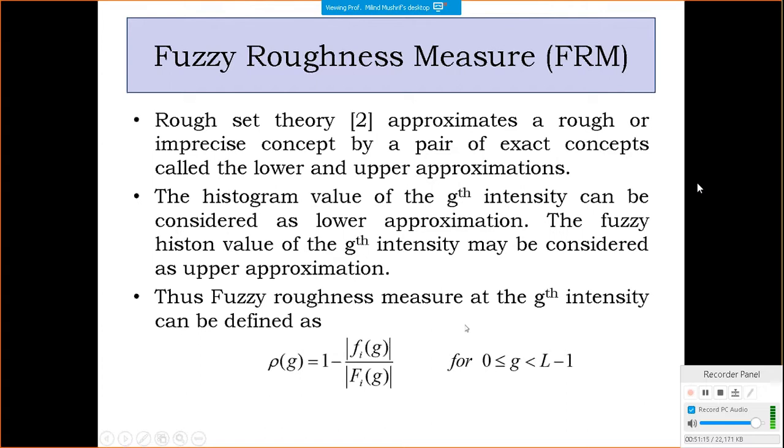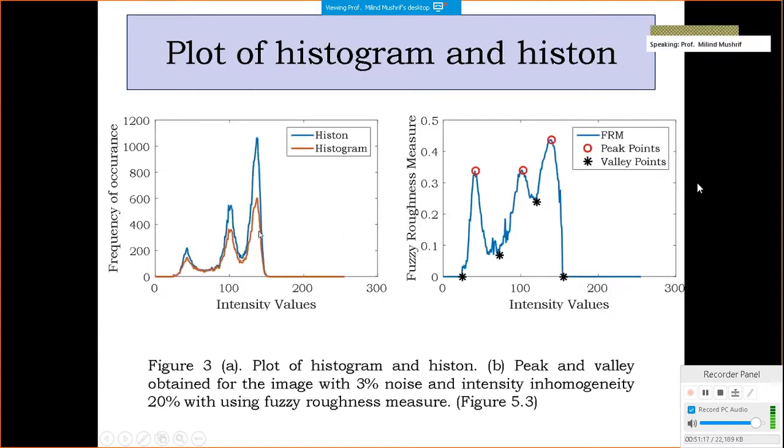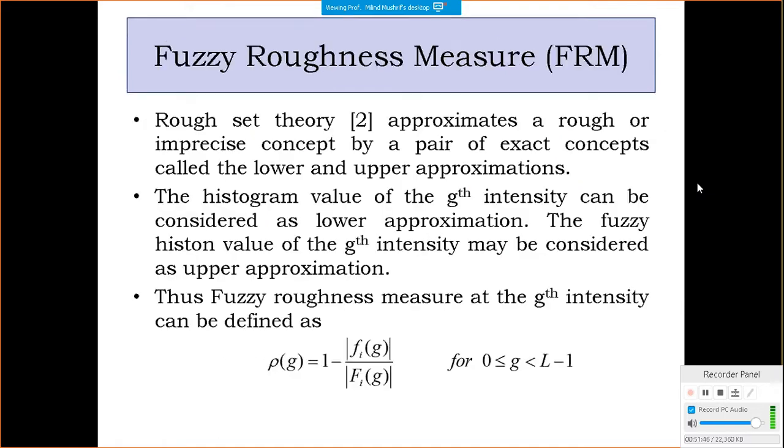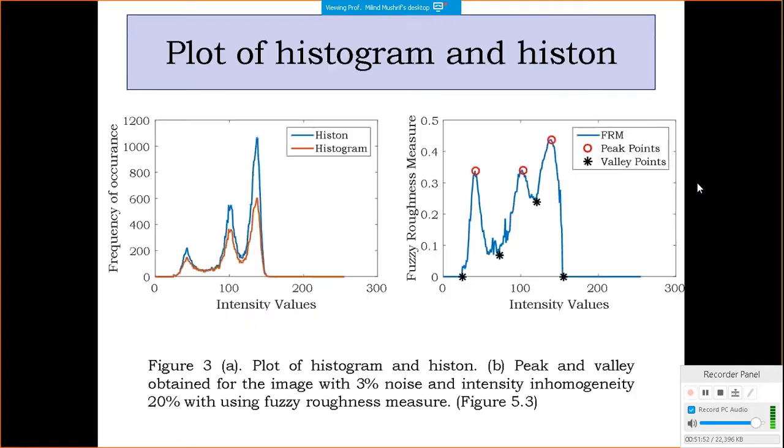Now further, here we get basically two histograms. One is the conventional histogram, and another histogram is plotted on top of the conventional histogram, which is known as the histon. There is a region between this histon and histogram, which we call the rough region. That also contains meaningful information, which will be useful for segmentation. So we use a rough set theoretic concept for defining what is known as the roughness measure or roughness index.